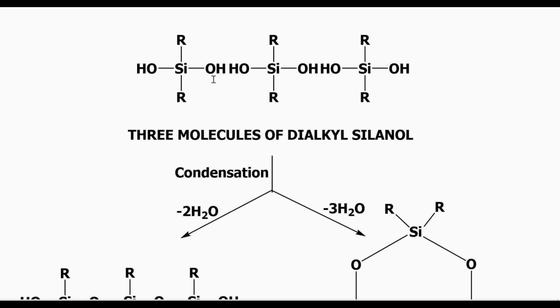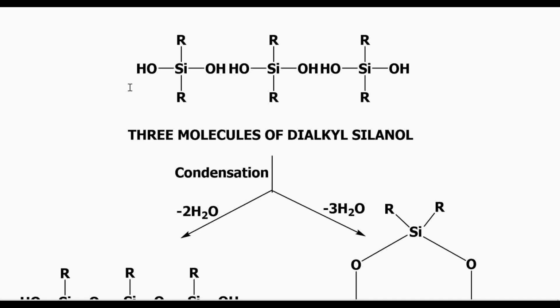See, from this 2, H2O will go, and from here also you can remove H2O. So here you will have Si-O-Si link, here also you will have Si-O-Si link, and interestingly both the ends, this one and this one, they have OH group. So they have a possibility of reacting with more molecules, more such molecules like R2Si(OH)2, and the chain can be extended on both these sides.